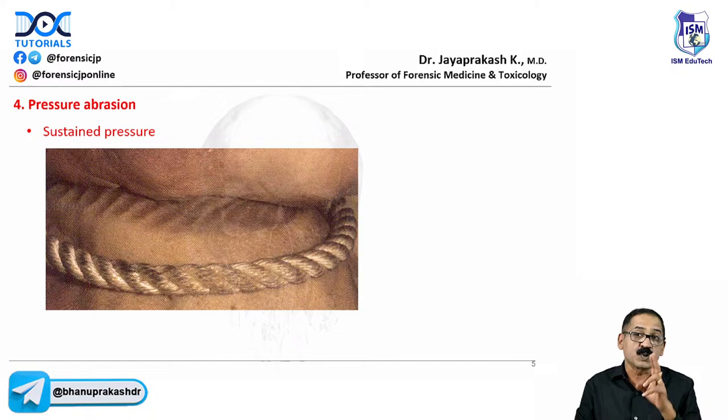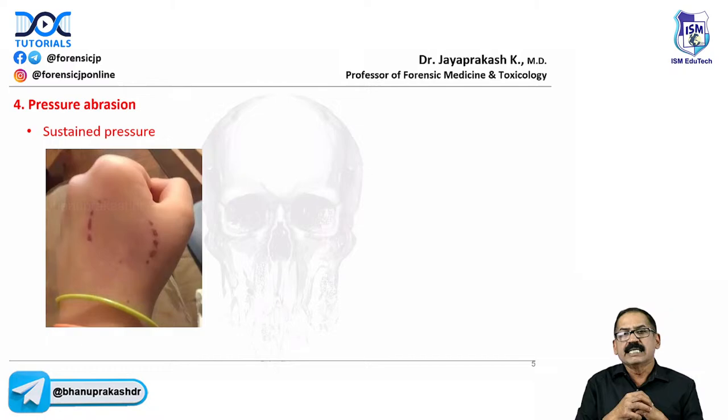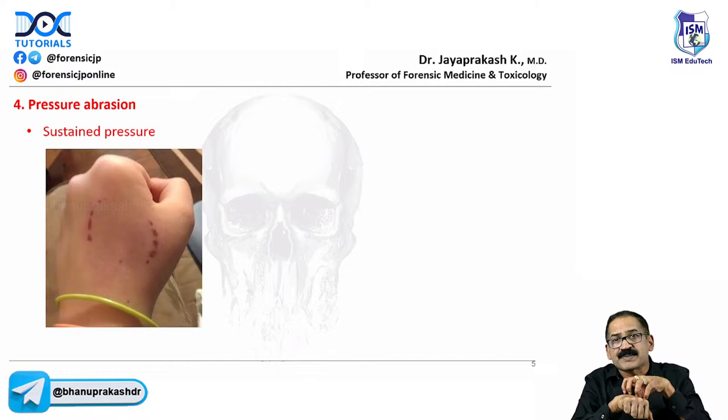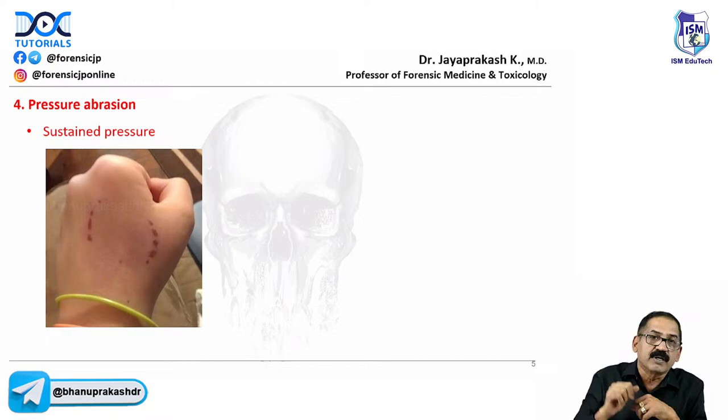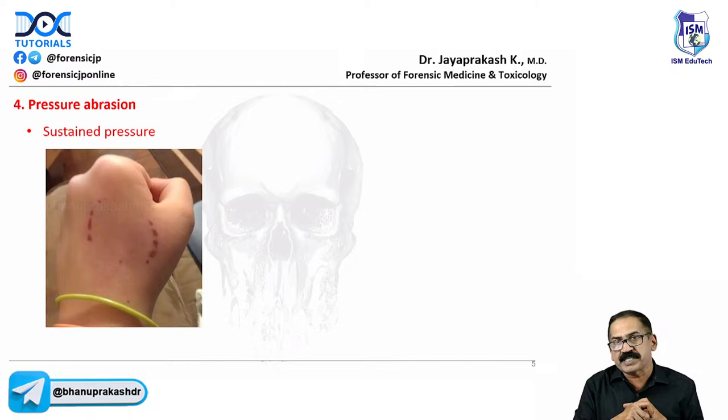Okay. Now, teeth bite marks. If you see the impression of the teeth, that means that person has applied pressure and it is sustained. It is an example of pressure abrasion. All teeth bites are not pressure abrasion. If you just bite and take a piece of the skin, then it is a laceration.